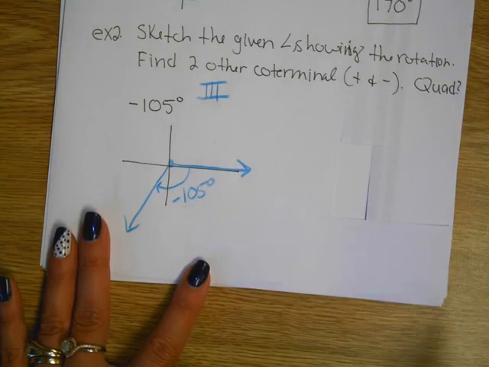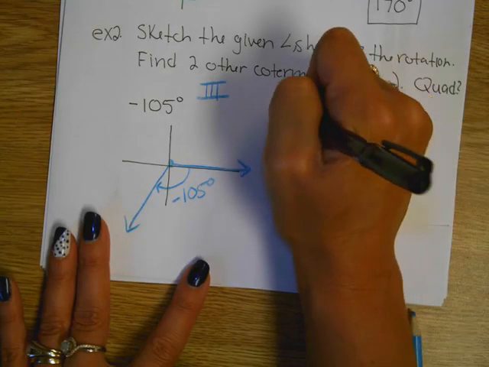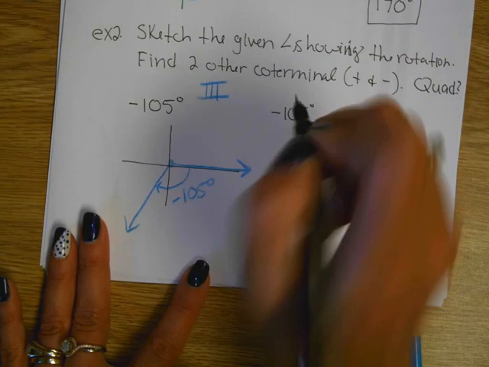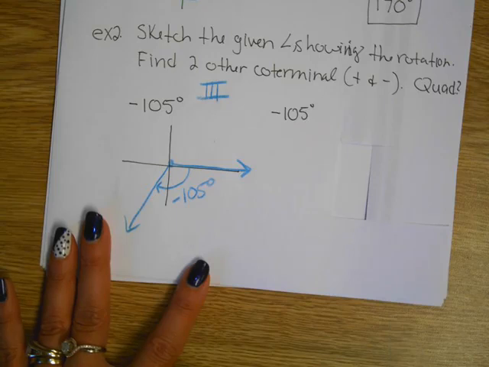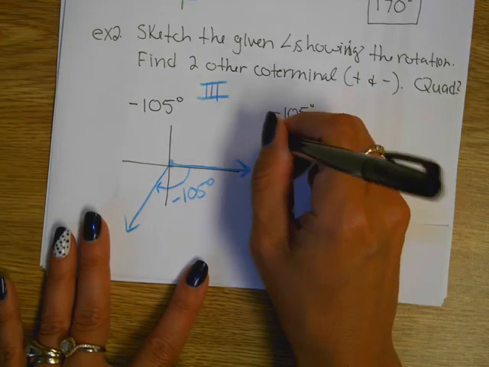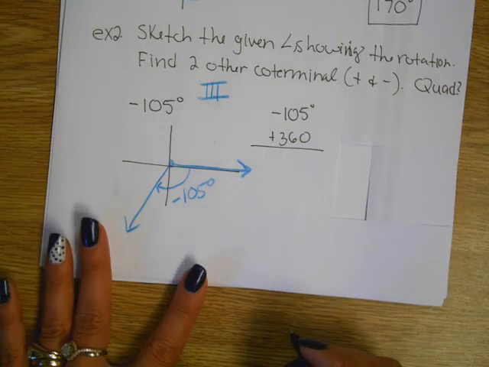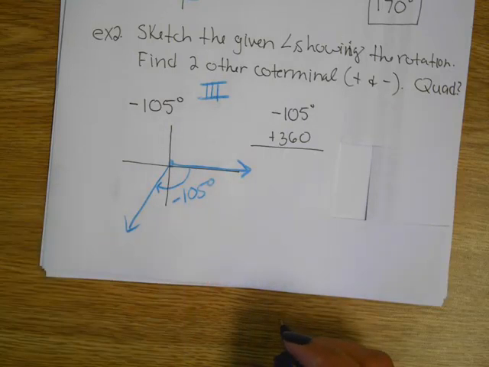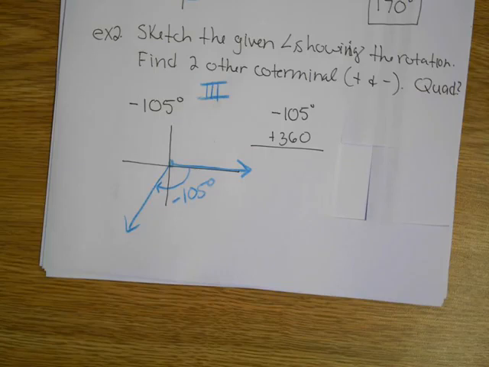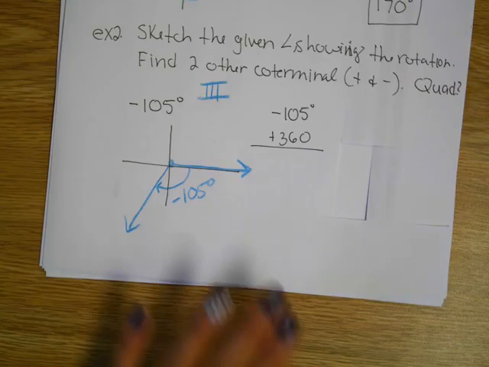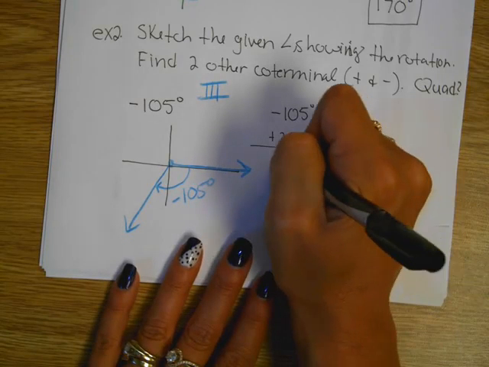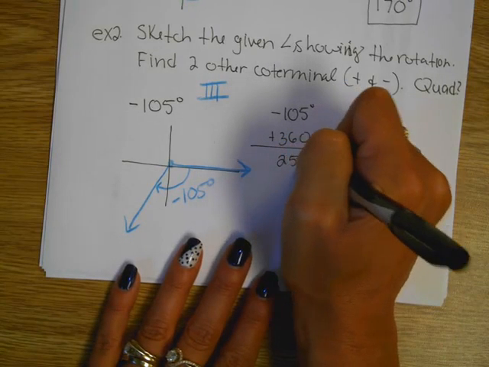Now our coterminals. How do I create coterminal angles? Start at your angle and then either add 360 or subtract 360. So if I want to get to a positive one, I better add. Take 105 off of that. Or, yeah, 255.